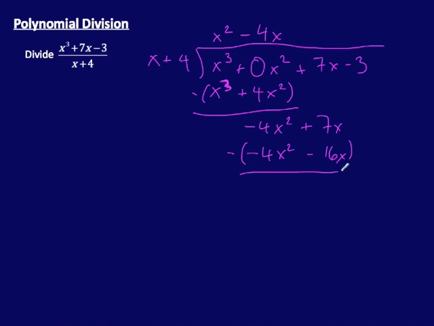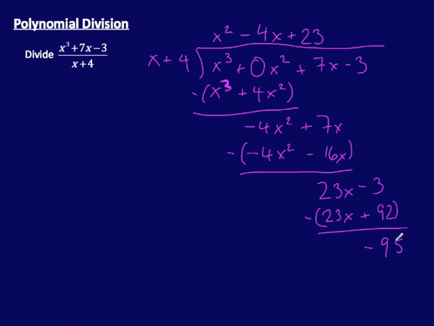And 4 times negative 4x is negative 16x. And we subtract. So here now we're going to end up with 23x minus 3. x times what gets me 23x? Well, it's positive 23. If I do that, I get 23x. And then 4 times 23, so plus 92. Subtract, negative 3 minus 92, negative 95.